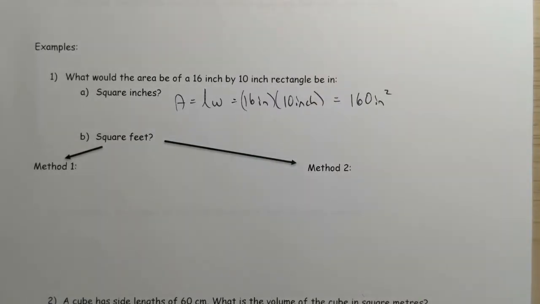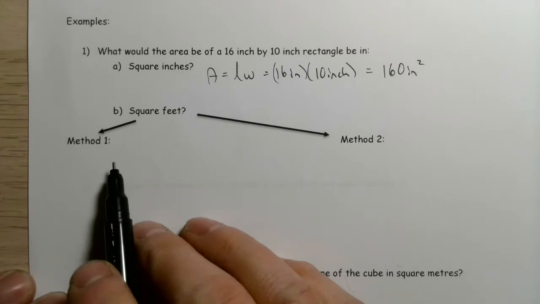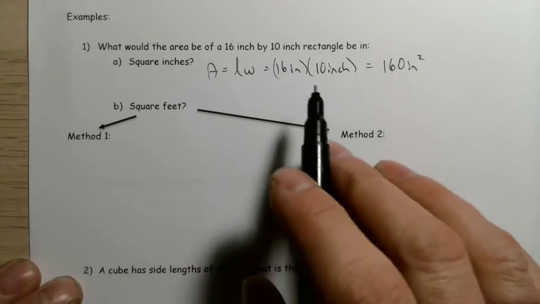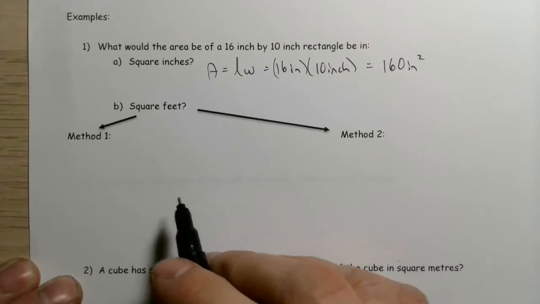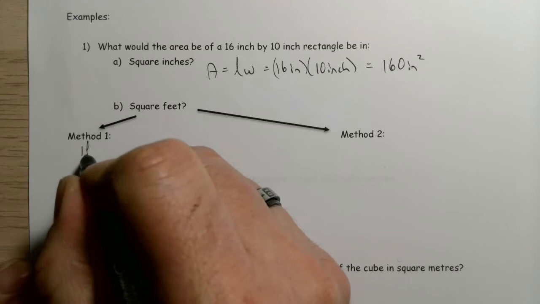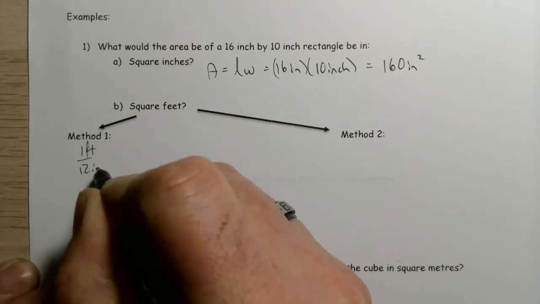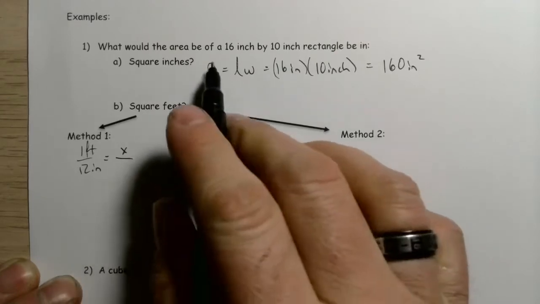Okay, so there's our area measurement there. But now, what if I wanted this to be in square feet? Okay, so here we go. First of all, the first thing I could do here is convert both the 16 inches and the 10 inches into feet. So let's do that first. So we know that 1 foot is 12 inches. So I'm going to try to figure out what my length is.